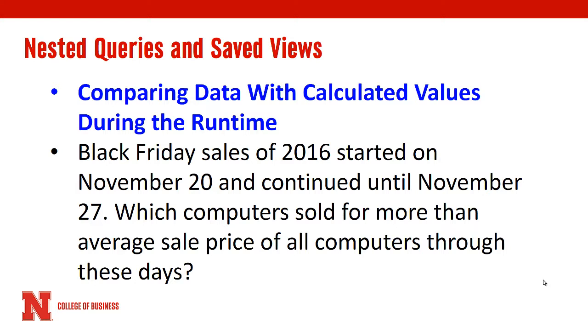For example, we have the eCity database and we're looking at Black Friday sales of 2016, which started on November 20th through 27th. We want to know which computers sold for more than the average sale price of all computers through these days. So we have the individual computer price, we have the average sale price of computers through those days, and we're going to compare them. So we need at least two queries, one of them calculating the average and the other one for retrieving and comparing the prices.